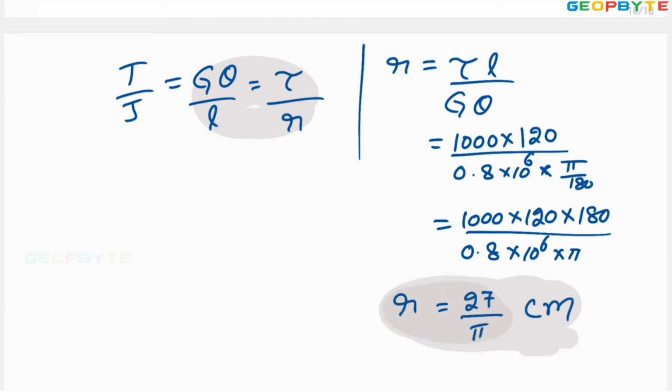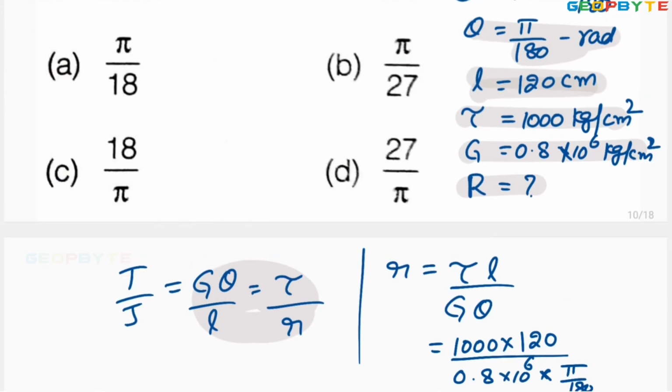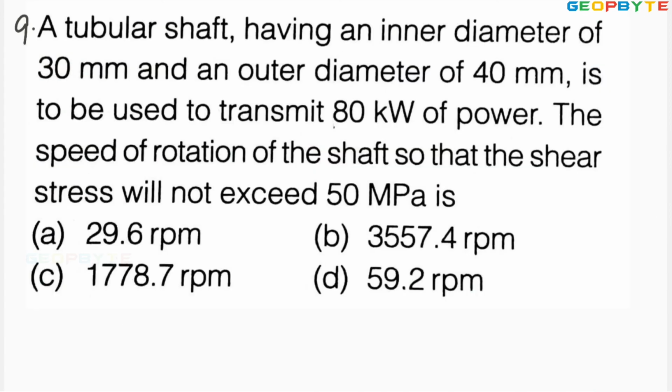R equal to 27 by pi. Look at the option D. Option D is absolutely correct. I hope all of you understood. Shall we go to the next problem? Yes. Look at the next problem.